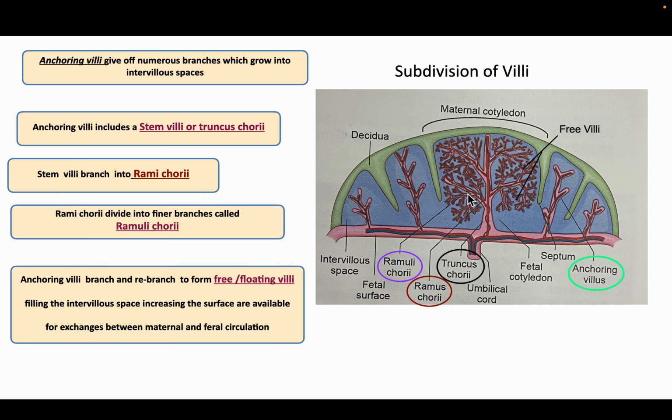Now the anchoring villi branch and rebranch, you can see in this diagram, to form the free or floating villi, filling the intervillous space and increasing the surface area available for exchange between maternal and fetal circulation. Because in the intervillous space the maternal blood is lying, and in the villus the fetal blood capillaries are present, containing the fetal blood.